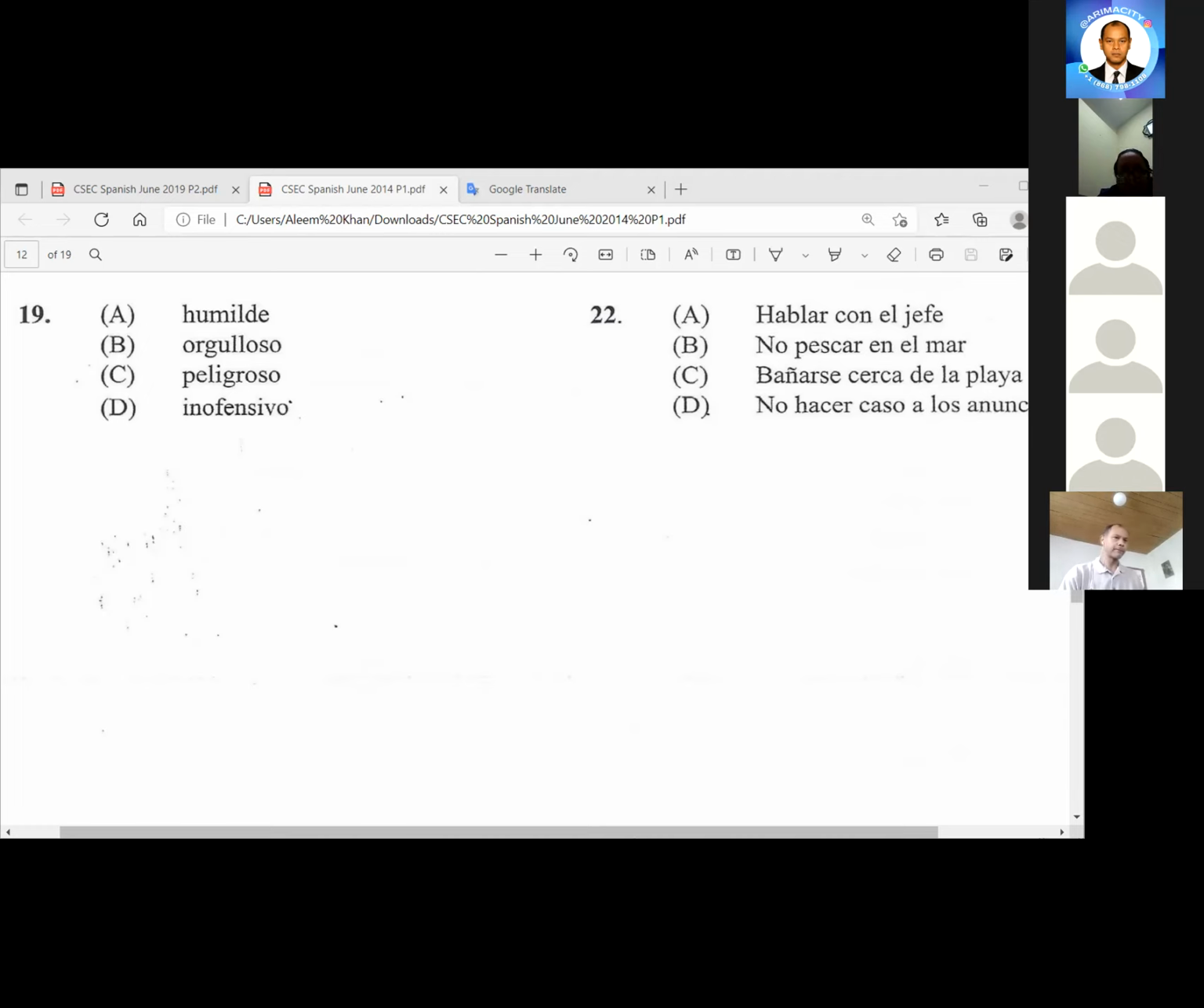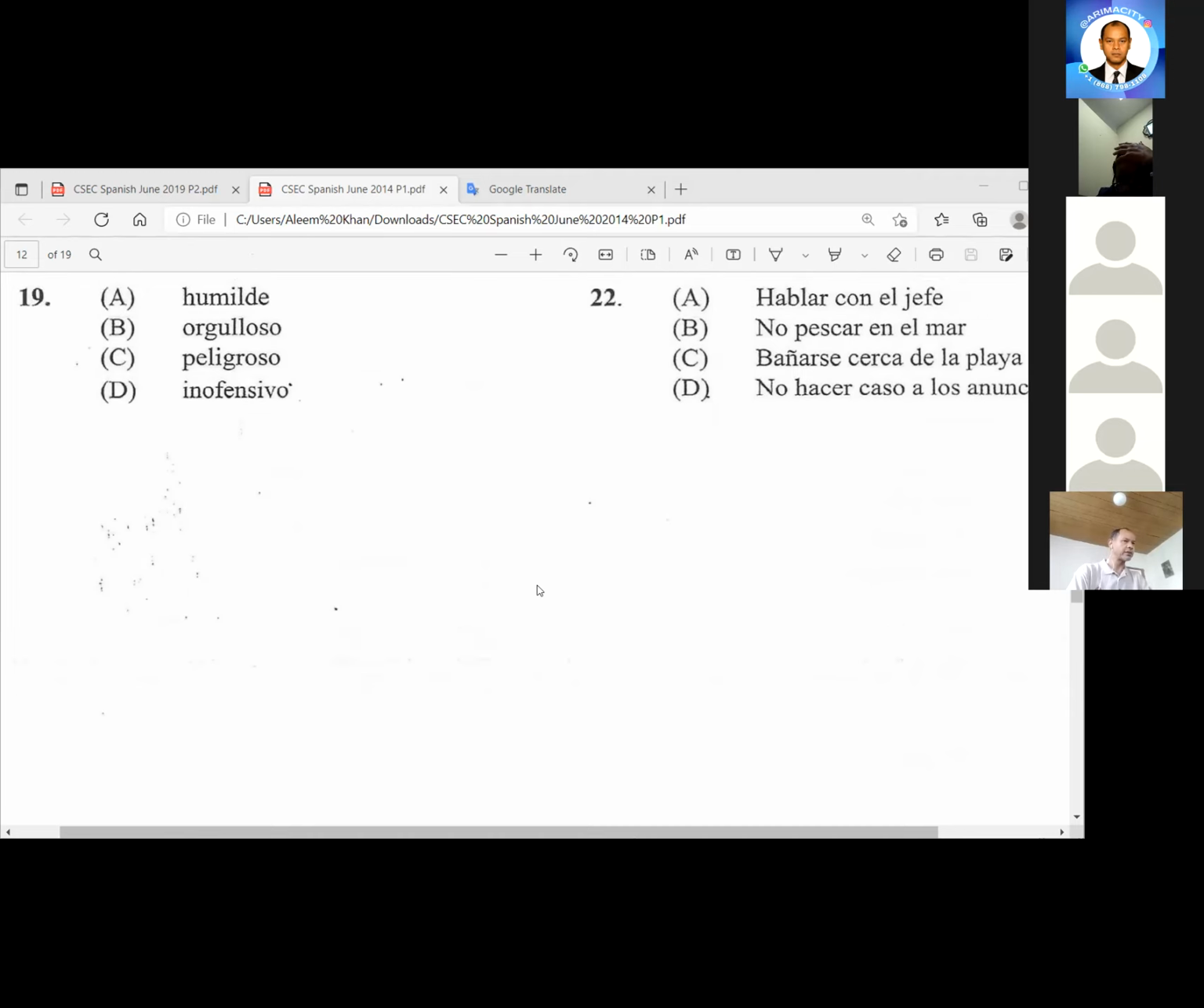Is it sí? Very good. Sí, peligroso. It's dangerous to walk on the highway. Okay. We did Kelsey, so now we are back to Catherine.